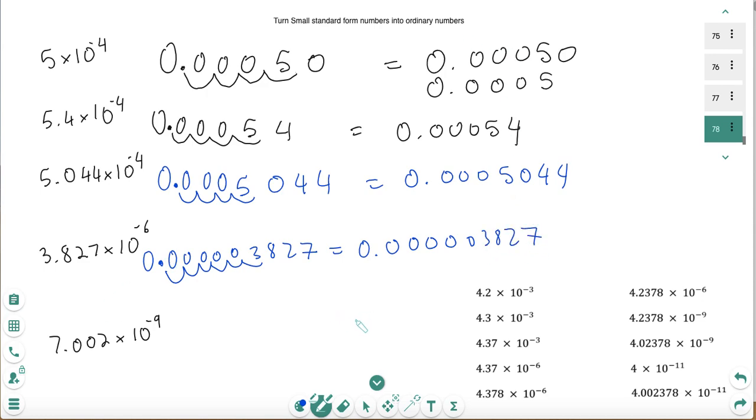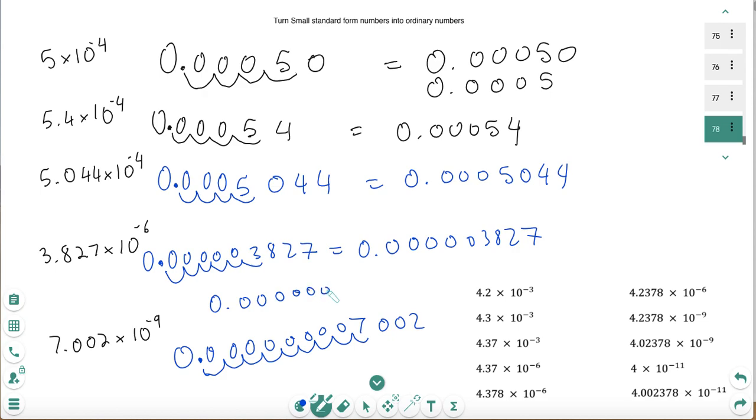Last one. 7.002 times 10 to the power of negative 9. So 1, 2, 3, 4, 5, 6, 7, 8, 9. So our old decimal place disappears. Add zeros in all the gaps. Add a 0 in front. There's no number. There you go. And that's how you do it.